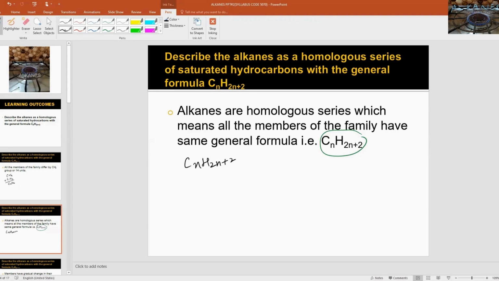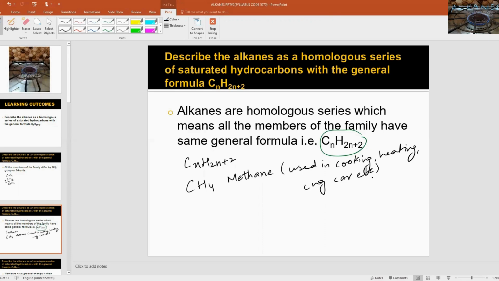For instance, if the value of n is 1, then the molecular formula would be CH4. The name for this alkane is methane. It is widely used in cooking, heating, CNG cars, etc. Methane is the first member of the alkane family.